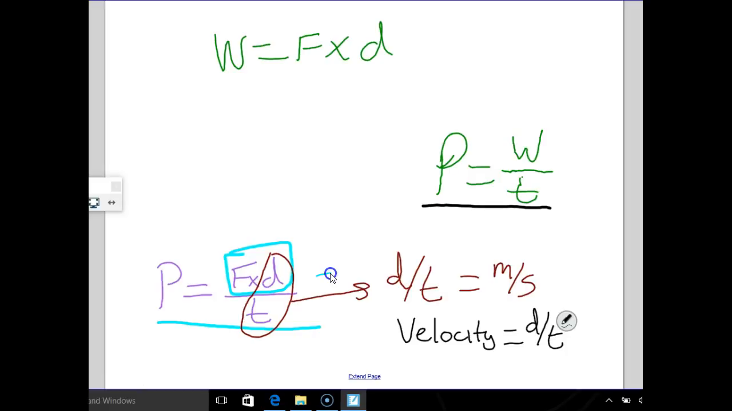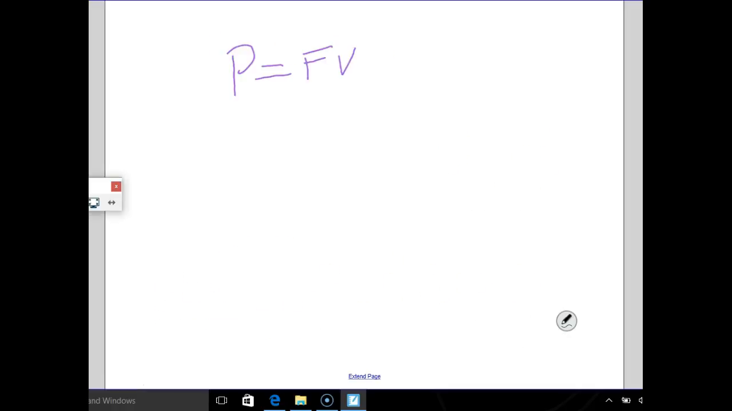So if I plug in the velocity, or make dt velocity, it changes my equation to power equals force times velocity. So if I have a problem where I'm given a velocity and a force, I just have to plug it in and keep going. You're going to find lots of different problems in your book that use all of these different versions of it, but it's pretty much the same thing, and is summed up in that main equation, power equals change in energy over time.